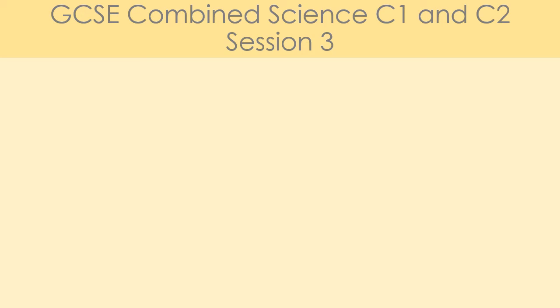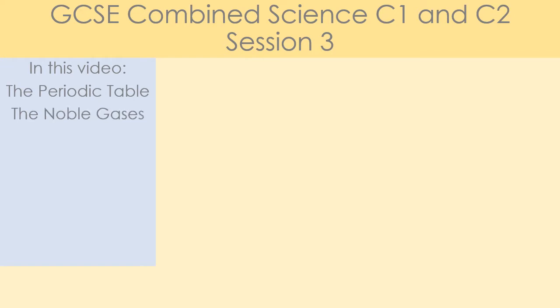Hello and welcome to the third and final video for C1 and C2 for GCSE Combined Science. Now in this video we're going to have a look at the periodic table, including the development of it, the noble gases, the alkali metals and the halogens.